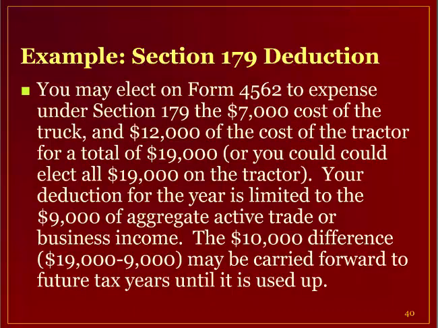So you can elect on Form 4562 to expense under Section 179 the $7,000 cost of the truck and $12,000 of the cost of the tractor for a total of $19,000, which was the maximum Section 179 deduction in 1999. Or you could elect to take all $19,000 on the tractor. However, your deduction for the year is limited to $9,000 of aggregate active trade or business income. So the $10,000 difference can be carried forward to future years until it gets used up.